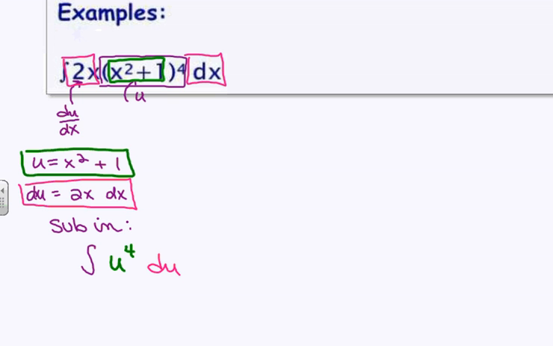So here we just have u to the fourth du. We do know how to take an antiderivative of that one, right? Just use the power rule. So that will give us u to the fifth divided by 5 plus c. Okay, so our answer in terms of u is u to the fifth over 5 plus c.